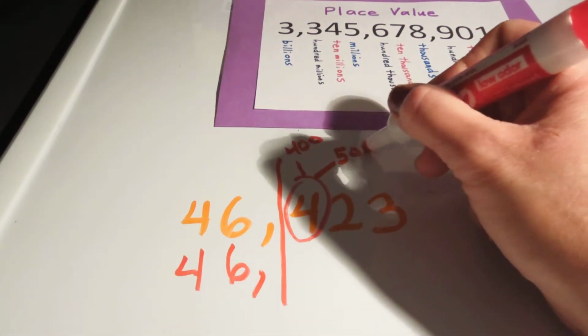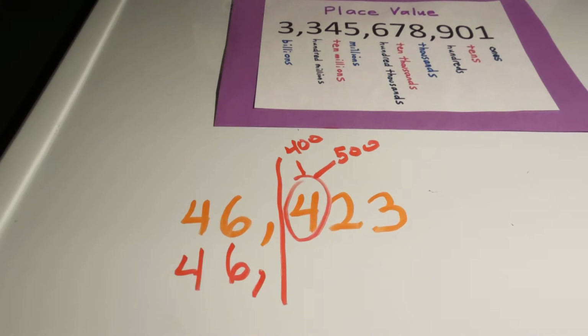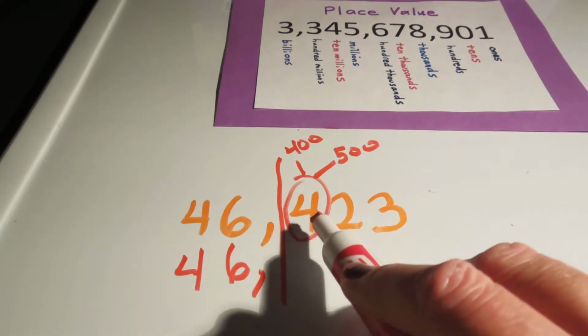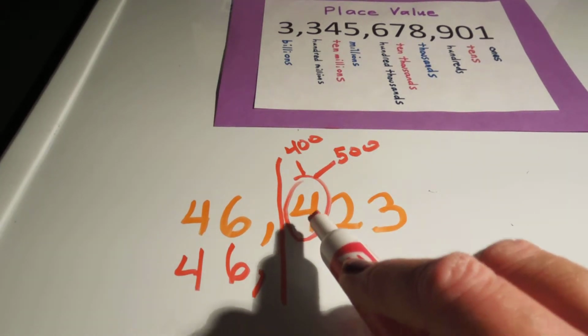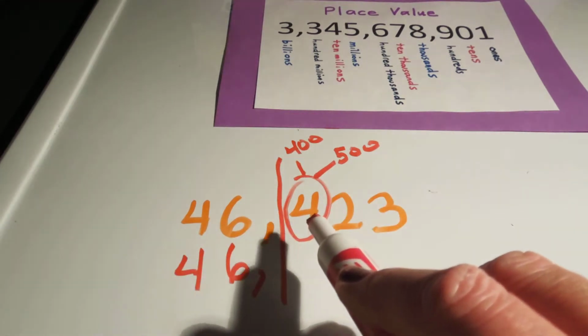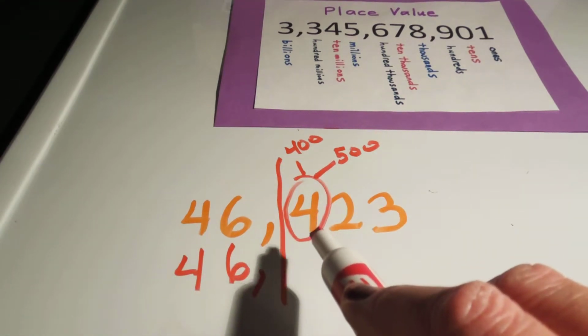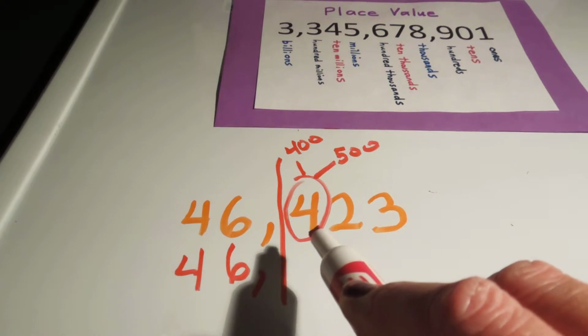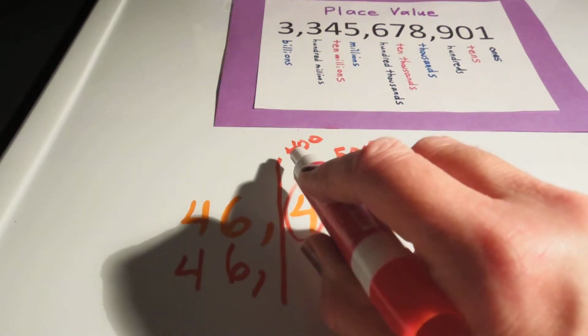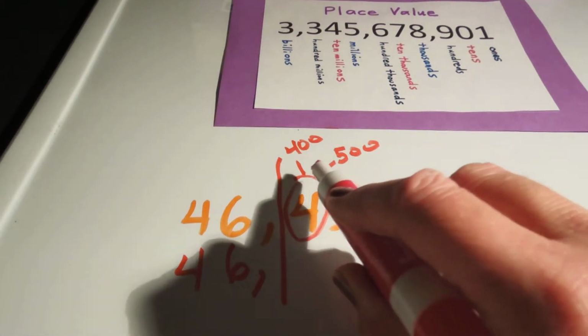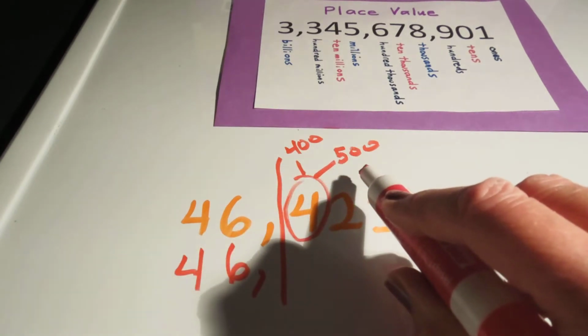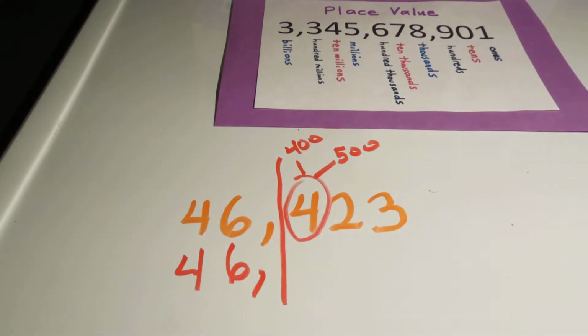Now if you're confused as to how I figured out it was 400, just think, well, 4, what's the value of that? It's worth 400. So that's how you know what the first number is, because the value of this is worth 400. So that's the first number. Then you count 100 higher. 100 higher than 400 is 500. So that's my next number.